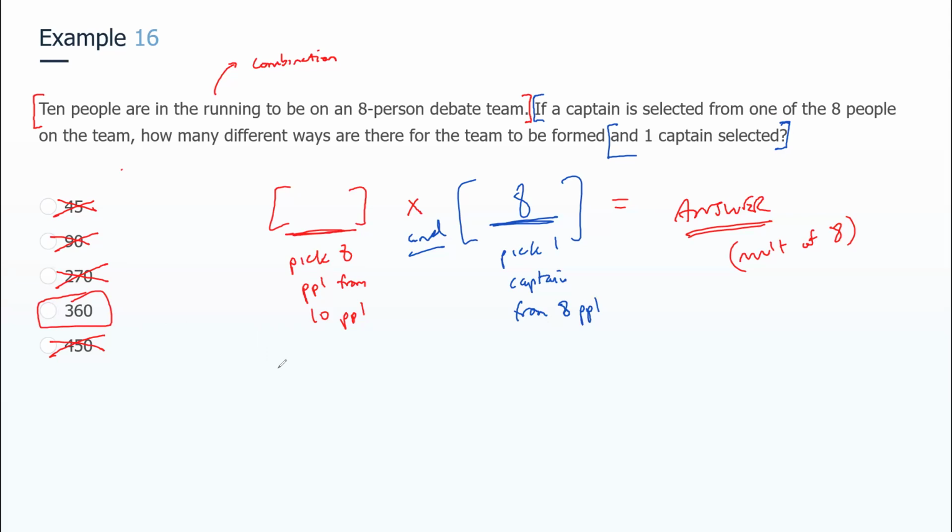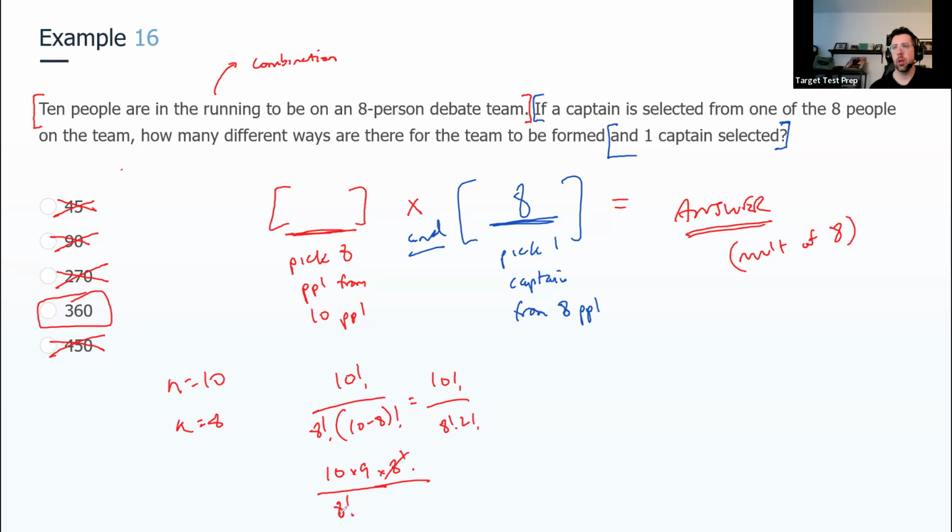So it was a combination, so it's 10C8. So I did 10 factorial divided by 10 minus 8 factorial times 8 factorial to find the combinations of 8 people from 10, and then I multiplied that by the 8 that we got for picking one captain. Right. So the 8 factorial cancels out with that 8 factorial, and we got 2 factorial down there. So that's 10 times 9 over 2. So that's 90 over 2, which is 45.